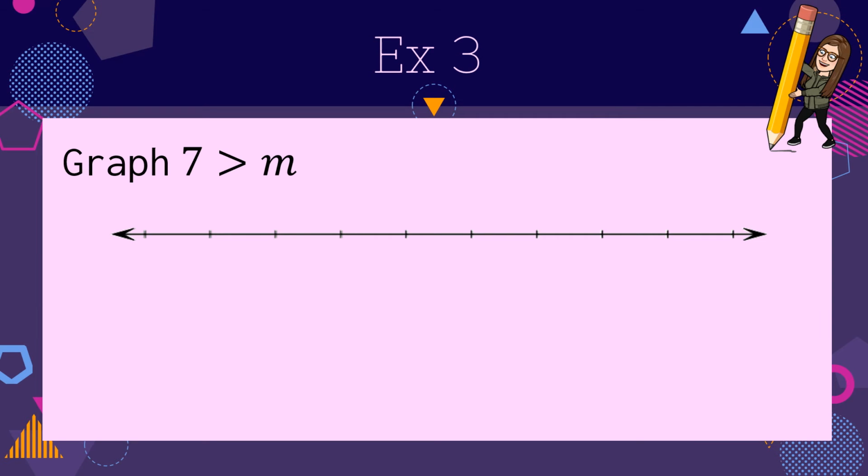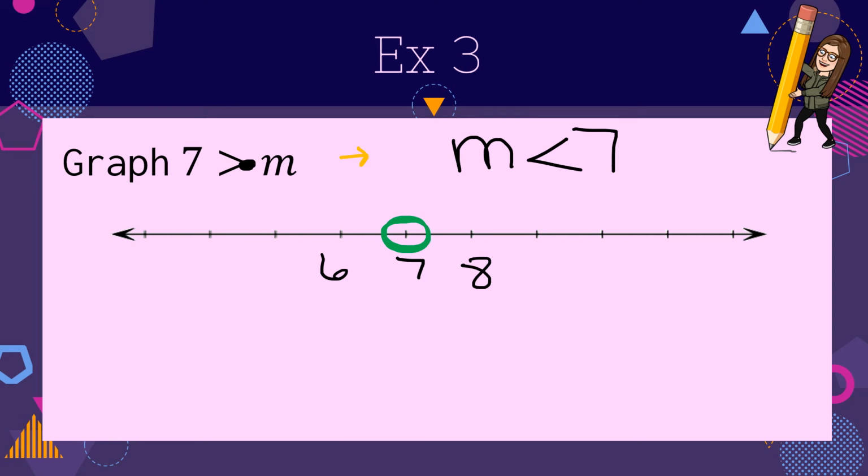Let's try again. Step 1, letter first. Uh-oh, it's not first. We have a little bit of work to do, okay? So let's flip, flop. M, then 7. If I'm pointing to the M, I stay pointing to the M. Step 2, a dot on the number line. I'm talking about 7, so let's also label 6, 7, 8. I'm going to have an open circle because it's just less than.